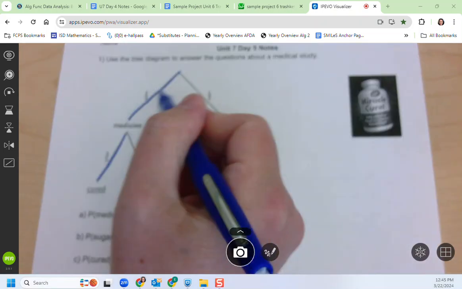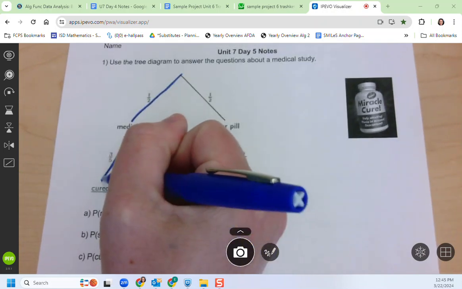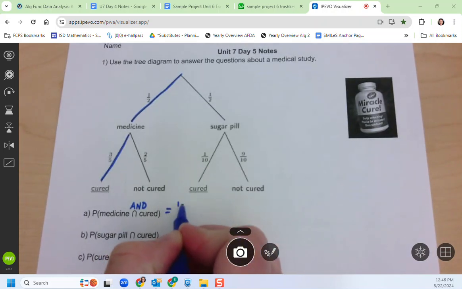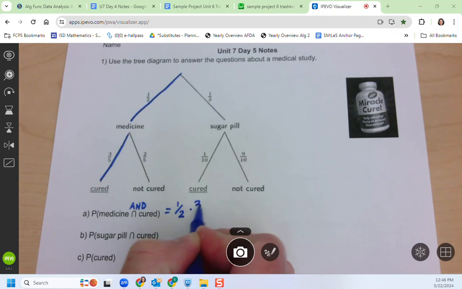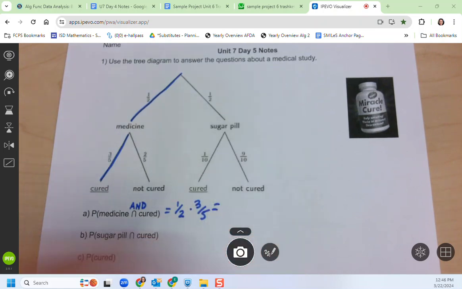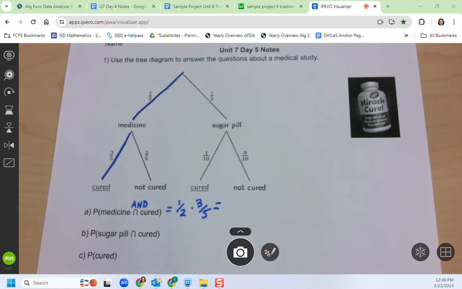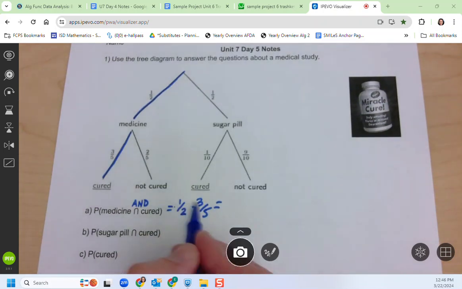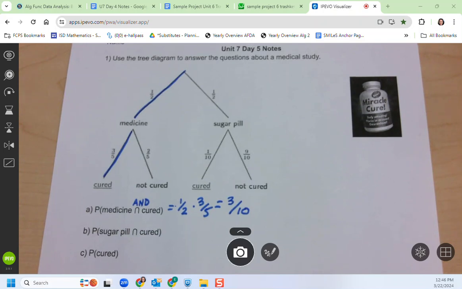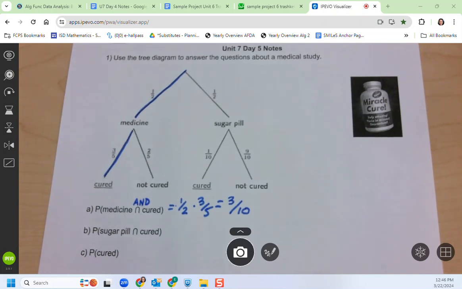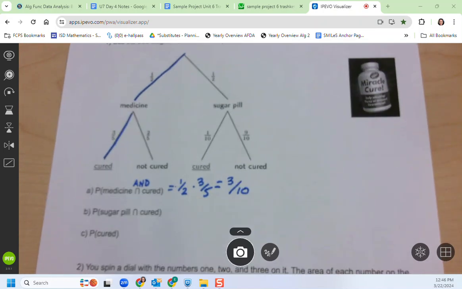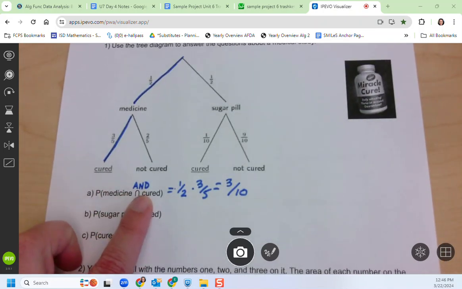So the probability that I take medicine and I'm cured will be 1/2 times 3/5. And multiplying fractions is easy because you don't need a common denominator. So you just multiply the 1 times the 3 and the 2 times the 5 and make sure that your answer is in simplest form. So overall, if I'm entering this study, I have a 3 in 10 chance of taking medicine and being cured.